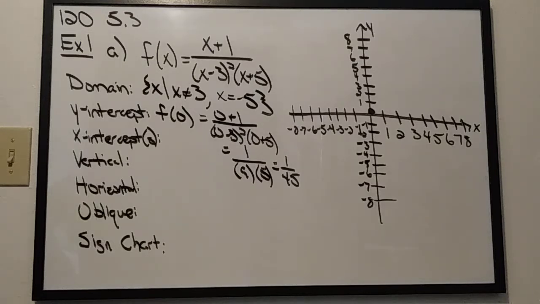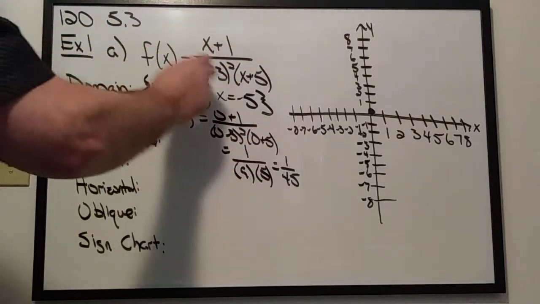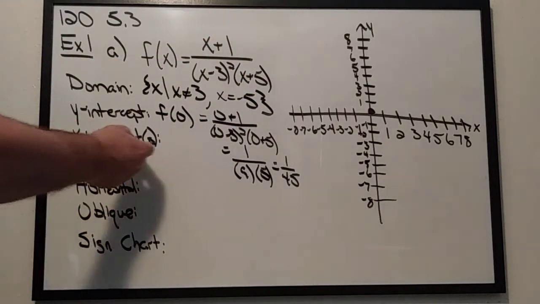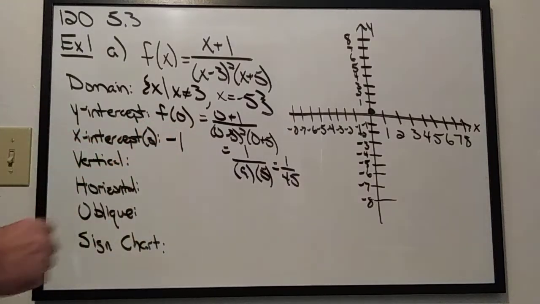Well, an x-intercept is something that's going to make your y value 0. Well, the only way that you can make a fraction 0 is if the numerator is 0. So whenever you're looking at an x-intercept for a rational function, what you're really doing is finding the zeros of the numerator. Well, our factor is x plus 1, so the 0 that goes with that is negative 1. So our x-intercept is negative 1.